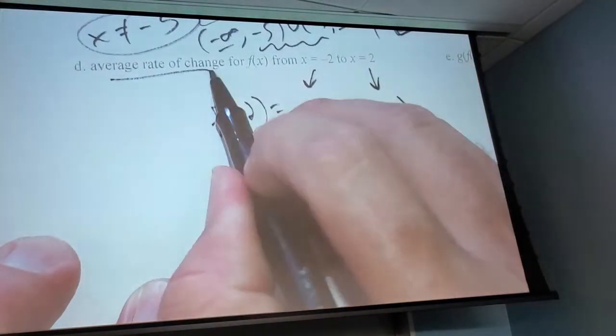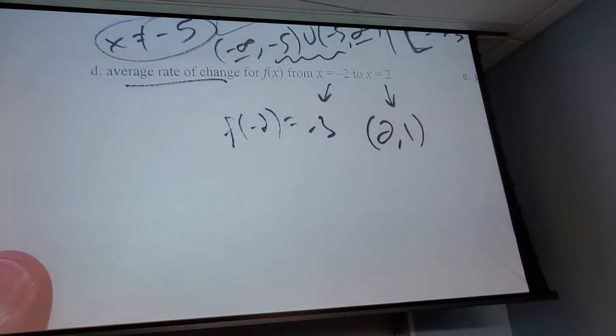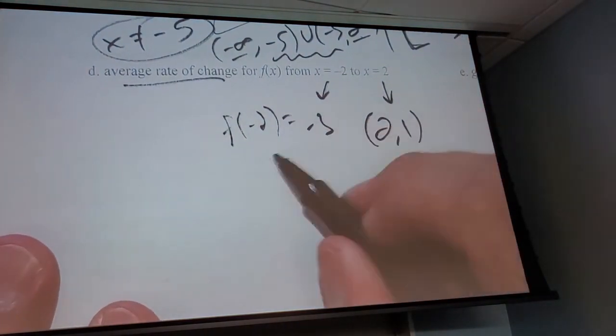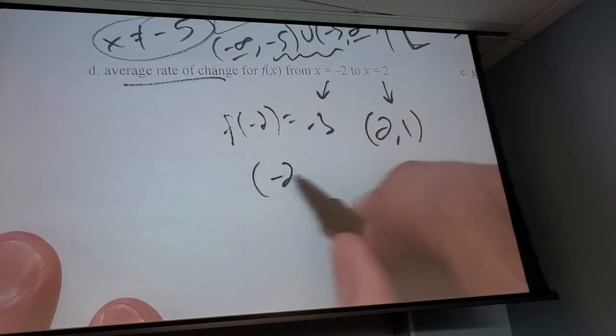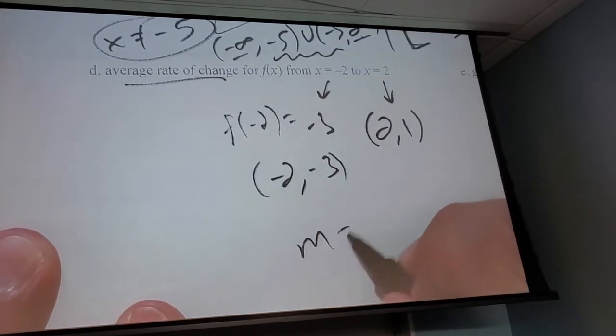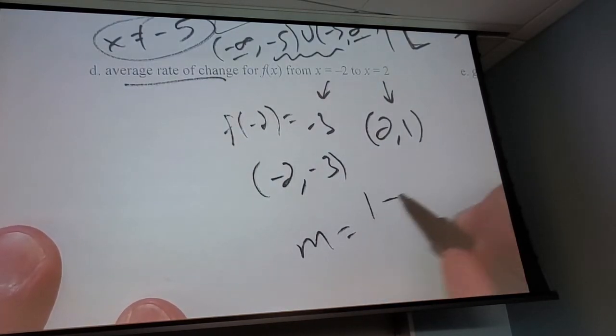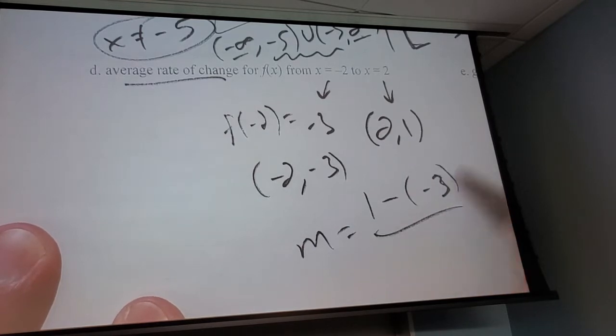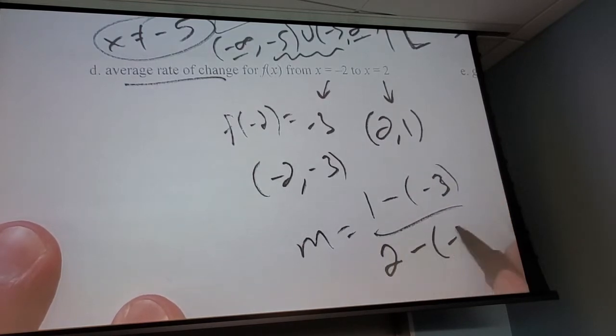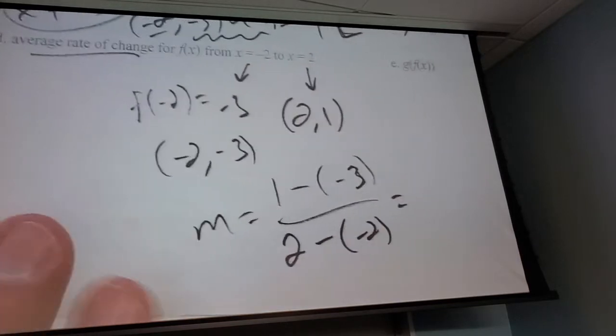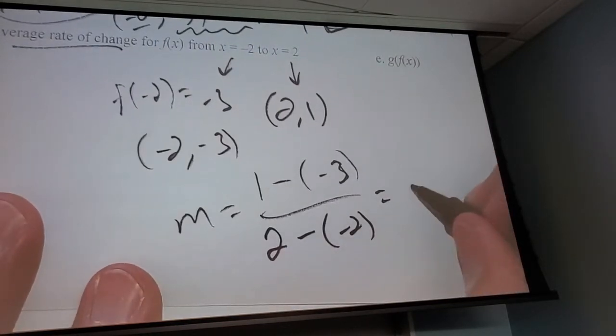And what does average rate of change actually mean? Slope, that's what it means. Do I have 2 points? Yes. Can I figure out the slope? Yes. So it'll be y2 minus y1 over x2 minus x1. 4 over 4 is 1.